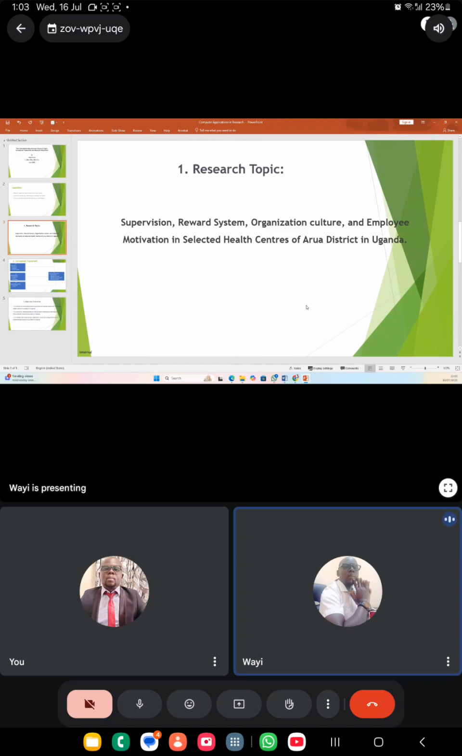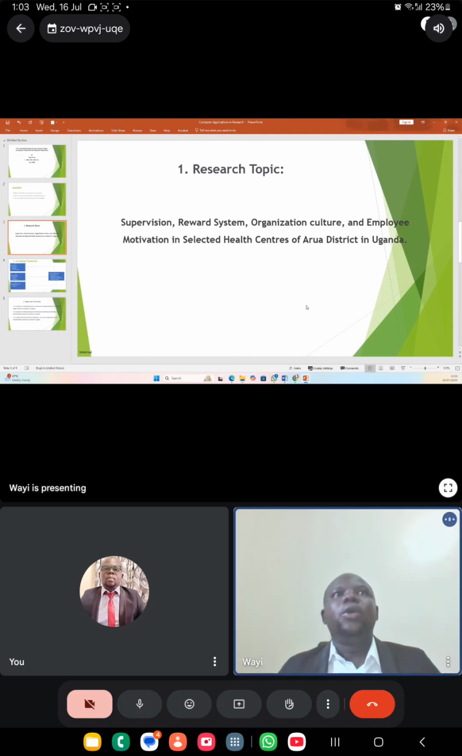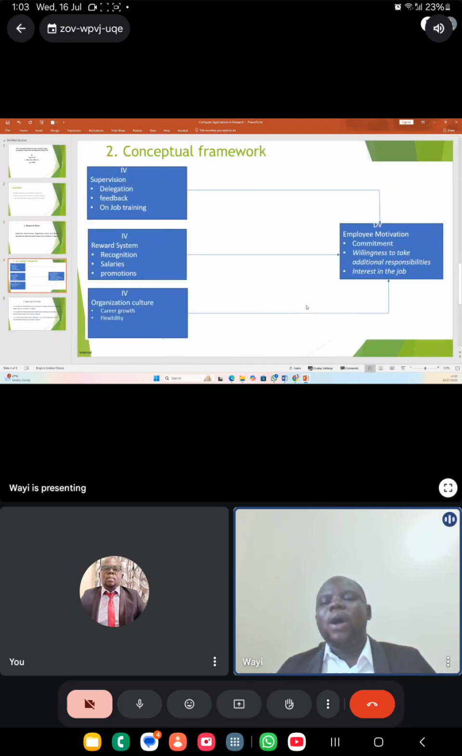So this is our research topic. We are looking at supervision, reward system, organizational culture, and employee motivation in selected health centers of Arua district in Uganda. So when you look at this, you will find that there are four variables. These four variables are supervision, reward system, organizational culture, and employee motivation. Now we are going to translate this into a conceptual framework.